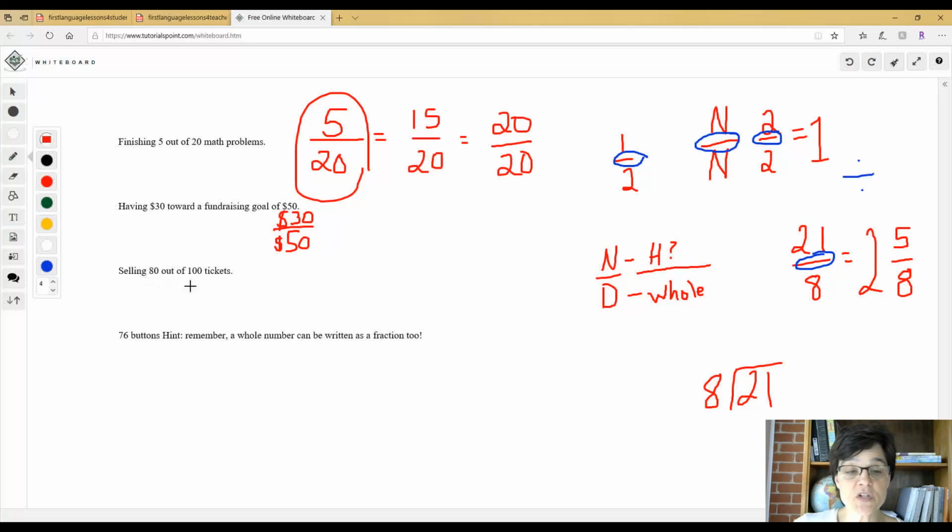Okay, right here we're selling 80 out of 100 tickets. Our total number is 100. The different amount, the other set amount, what's different about that is 80. 80 out of 100.